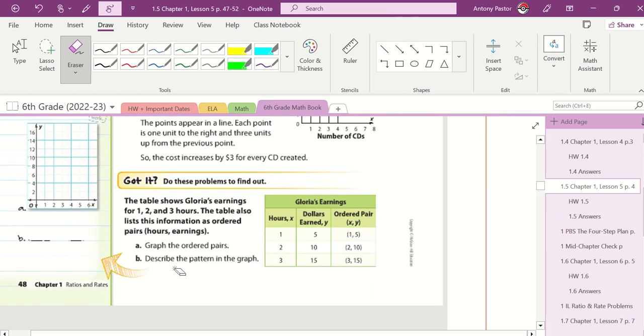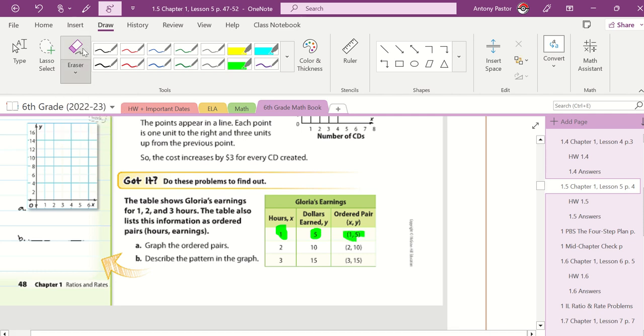The table shows Gloria's earnings for 1 hour, 2 hours, and 3 hours. The table also lists the information as ordered pairs: hours and earnings. Graph the ordered pairs. For 1 hour of work, Gloria makes $5. So my first pair is 1, 5.